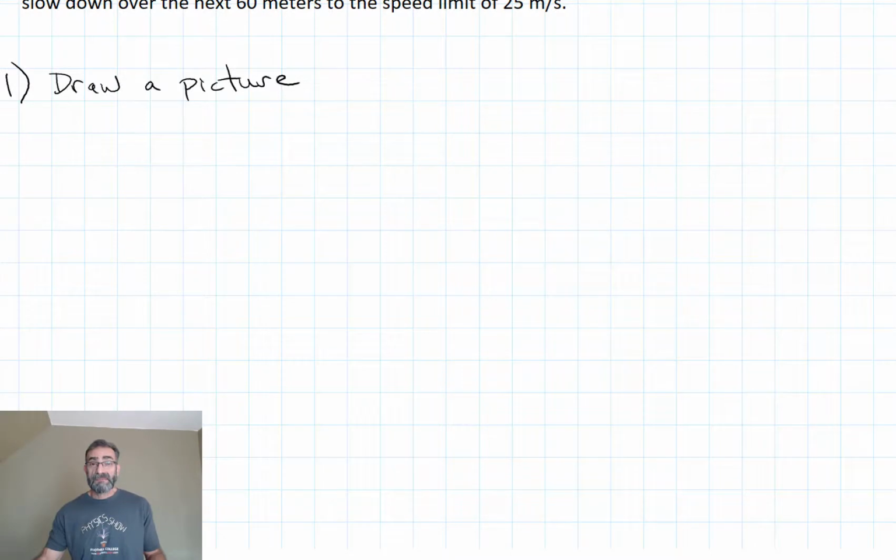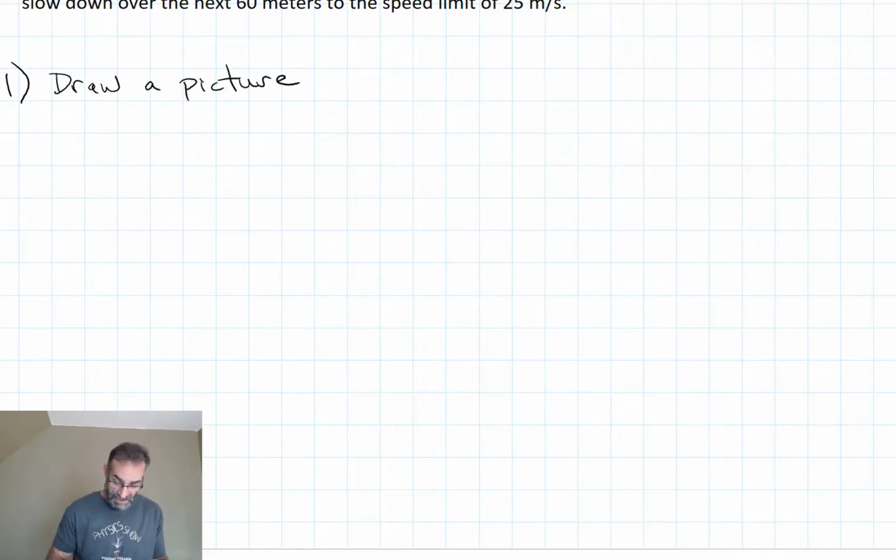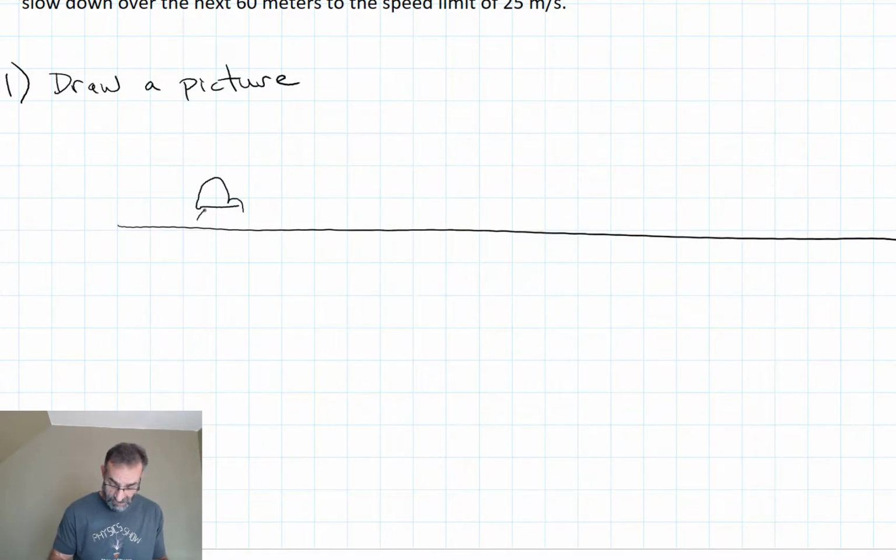The first step is to figure out what the problem is. Often, drawing a picture is the best way to help your mind figure out what's going on. In this case, we're starting from some location. I'm going to call that point A. And we know we're at v equals 0 at point A.